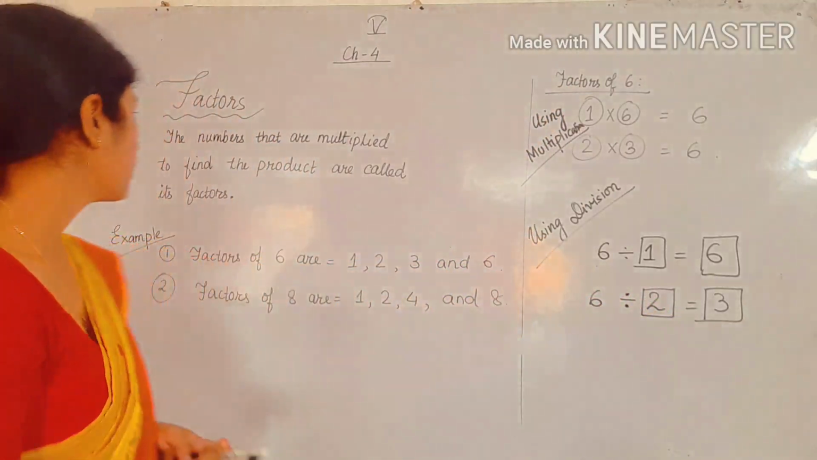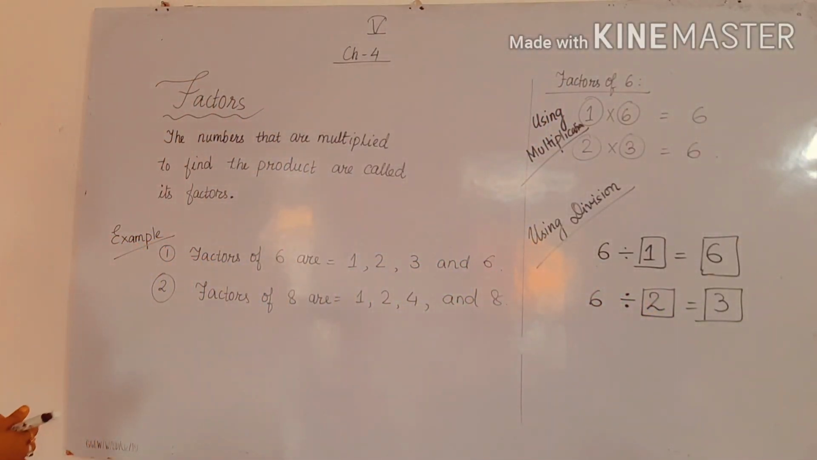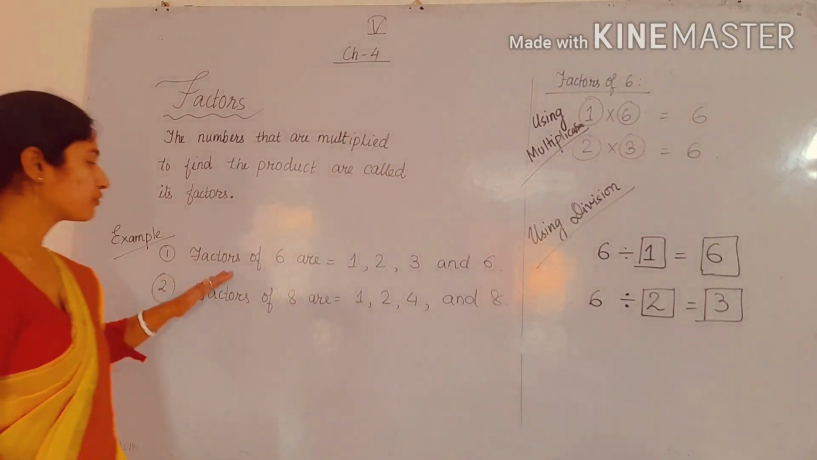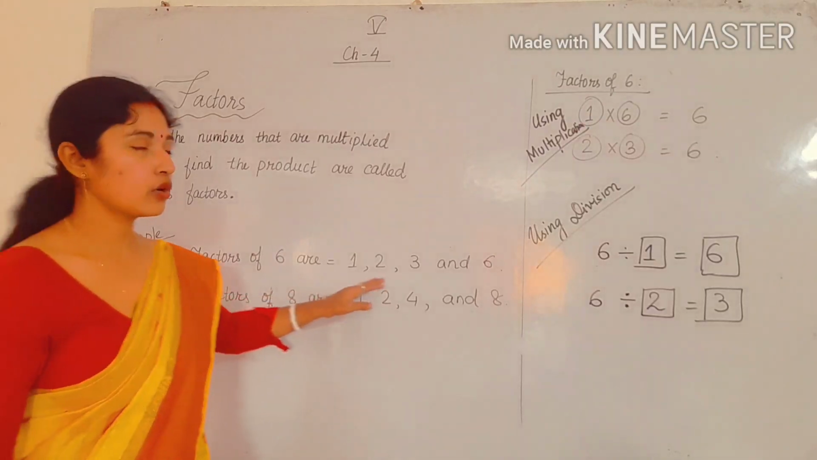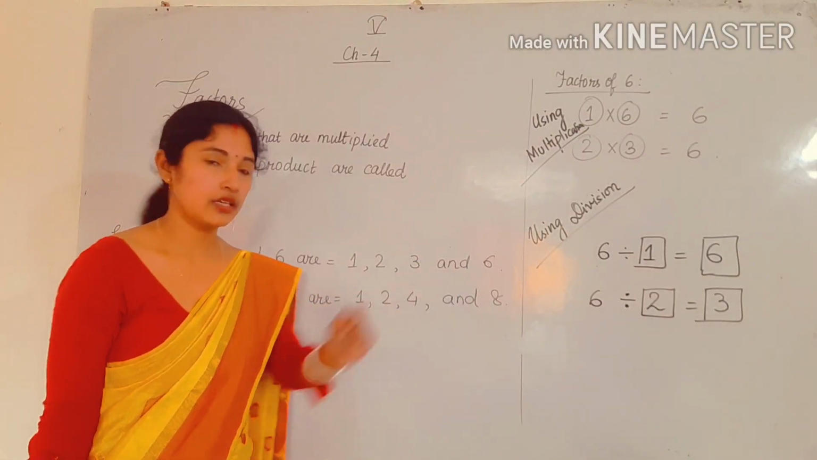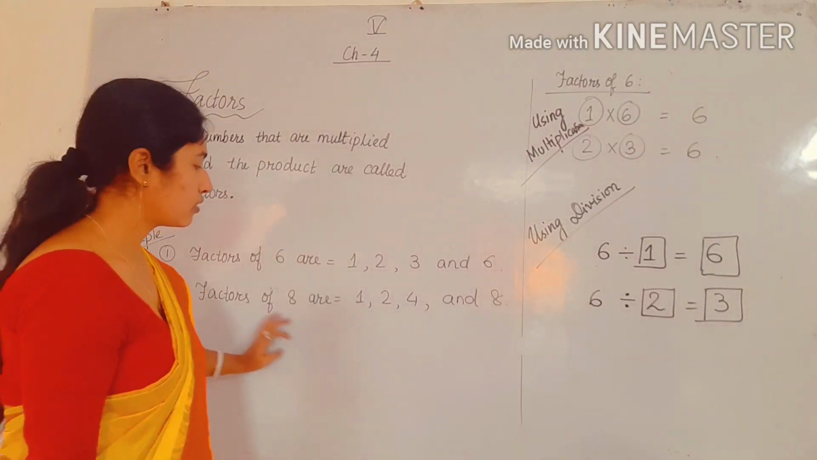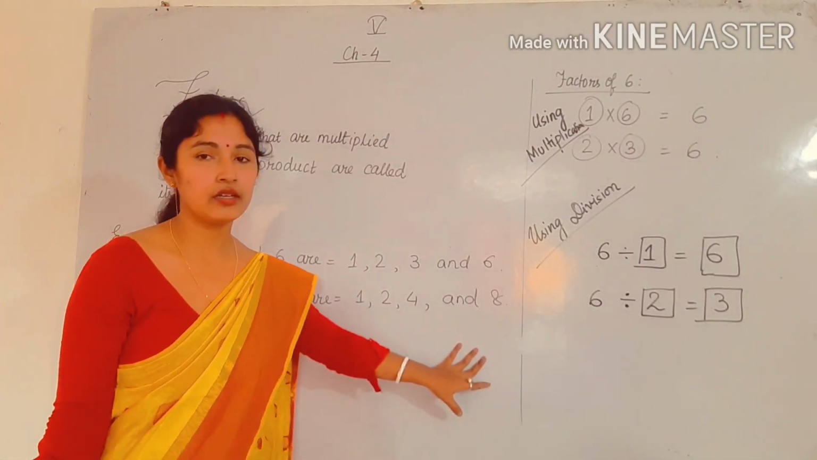So here is the definition. The numbers that are multiplied to find the product are called its factors. For example, the factors of 6 we can write as 1, 2, 3 and 6. Next, number 2, the factors of 8. The factors of 8 are 1, 2, 4 and 8.